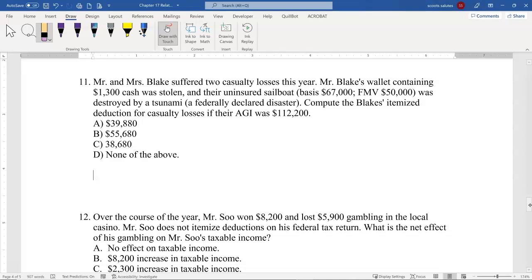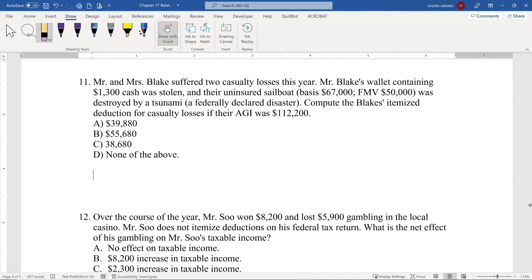So Mr. and Mrs. Blake suffered 2 casualty losses this year. Mr. Blake's wallet containing $1,300 cash was stolen, and their uninsured sailboat, which had a basis of $67,000 and a fair market value of $50,000, was destroyed by a tsunami, which is a federally declared disaster. Compute the Blakes' itemized deduction for casualty losses if their AGI was $112,200. Okay, so we're going to work through the process.